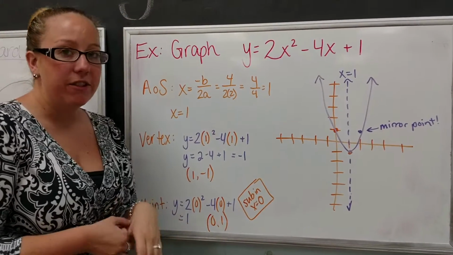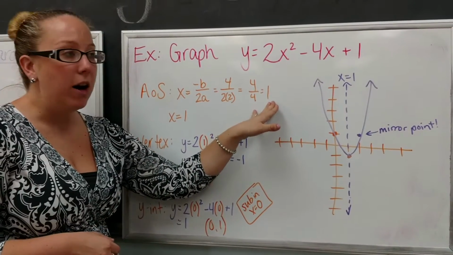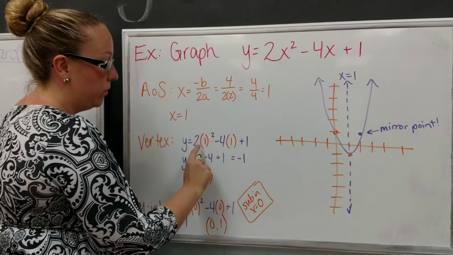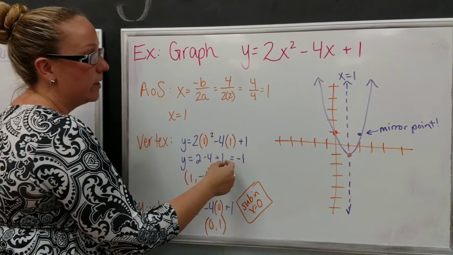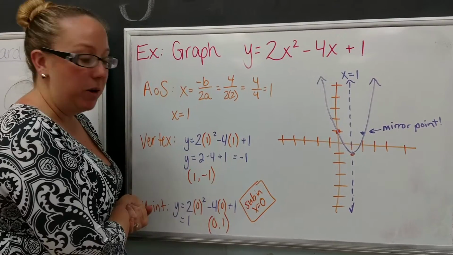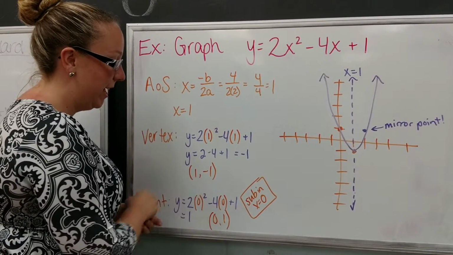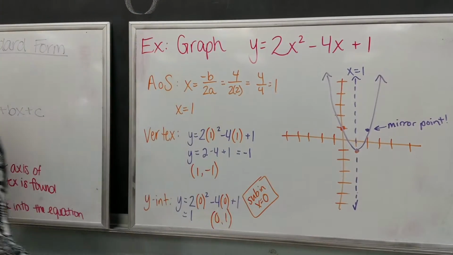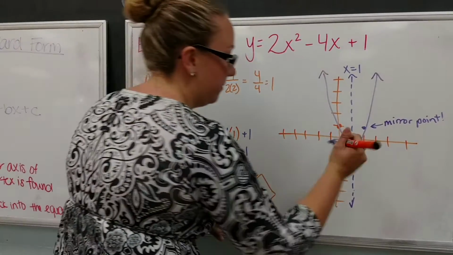Then you want to find your vertex. So you're taking that 1, because that's the h value of your vertex, and plugging it back in. So you have 2 times 1 squared minus 4 times 1 plus 1, and you solve, and you get out negative 1. So your vertex is 1, negative 1, that's your hk point, and you're going to plot that right here. 1, negative 1.